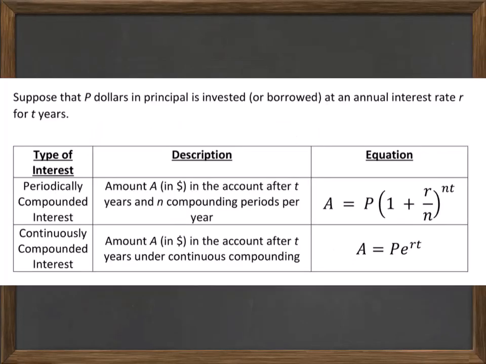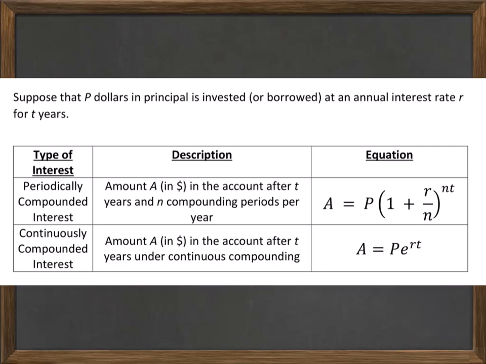Let's begin. Suppose that P dollars, which is the principal, is invested or borrowed at an annual interest rate R for T years. If this is being compounded periodically, then we would say the amount A in the account after T years with N compounding periods can be represented by the equation A equals P times the quantity 1 plus R over N, quantity to the NT power.